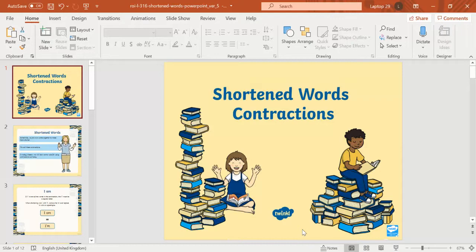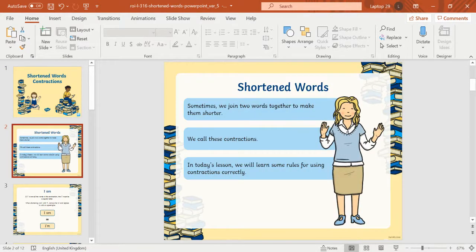Today we're going to be learning about contractions, and then we'll be using these contractions again later in our writing along with the speech you've been learning this week. So we've used contractions before, so what are they? Well, sometimes we join two words together to make them shorter. We call these contractions, and we will be going over some of the rules for these now.